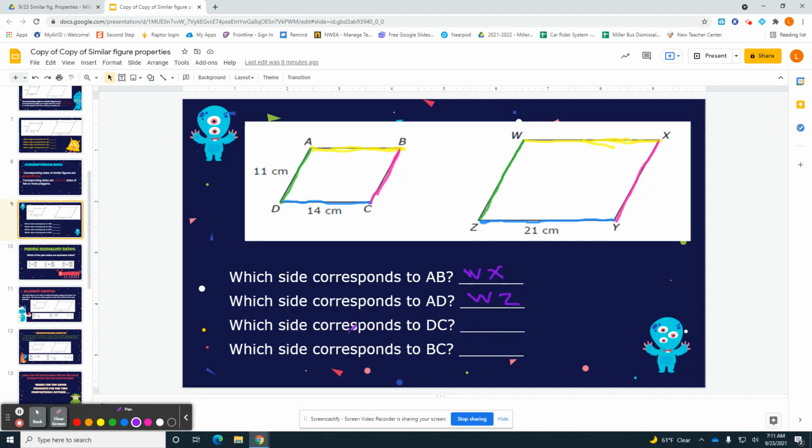All right, so you should be back and have completed the last two on the corresponding sides. So which side corresponds to DC? Well, if you said ZY, you are absolutely correct. Which side corresponds to BC? If you said that, you got that correct. Okay, and it should have been fairly easy because they were already color coded for you, right? All right, so going on to our next slide.